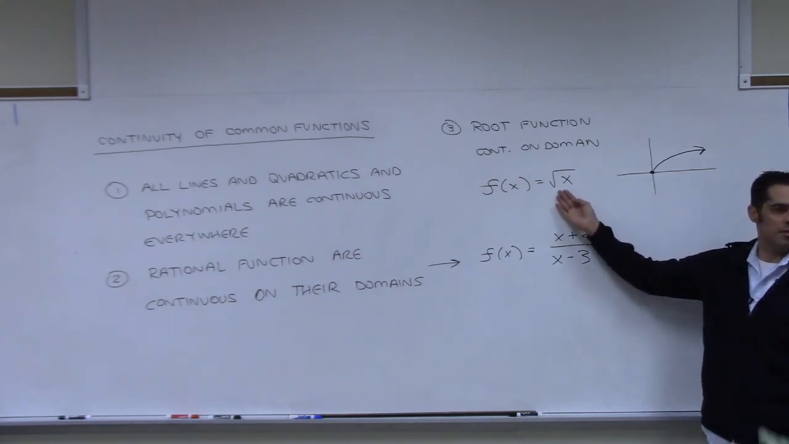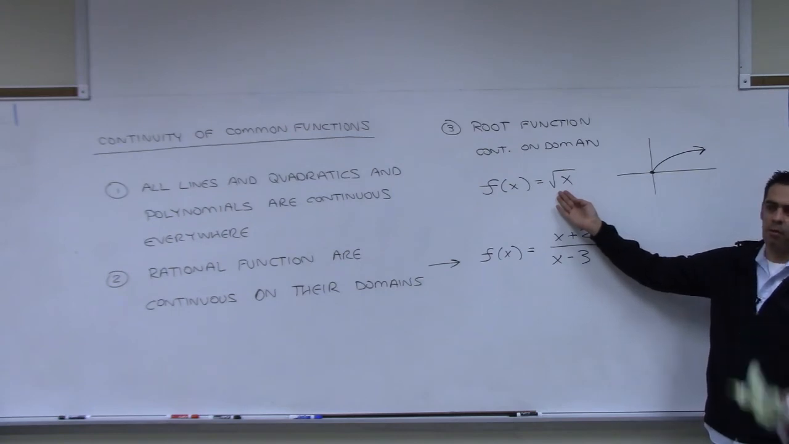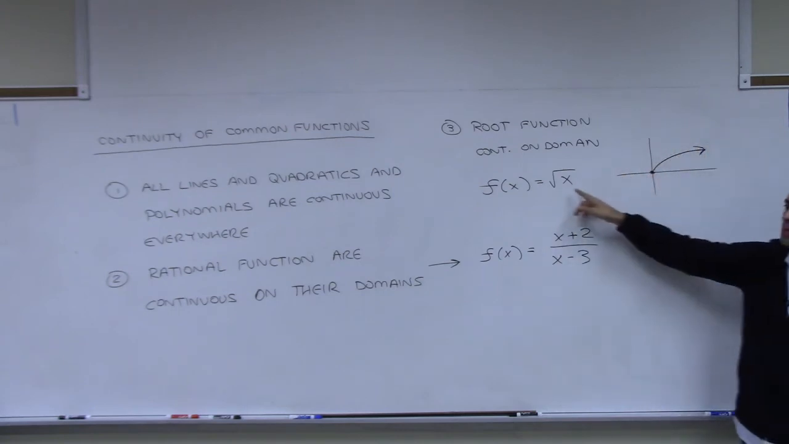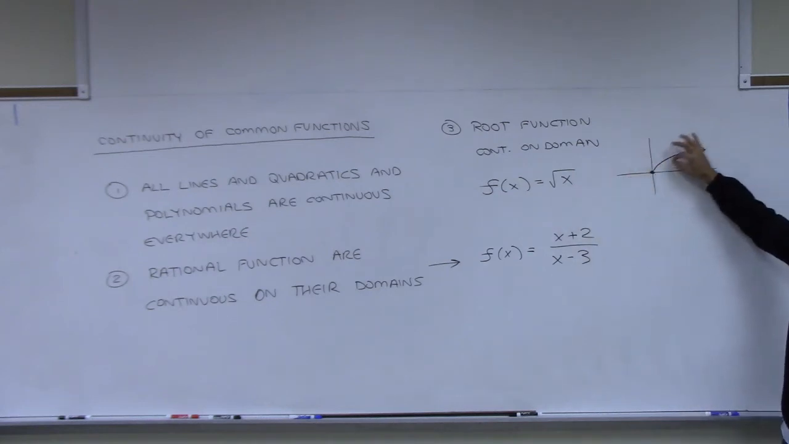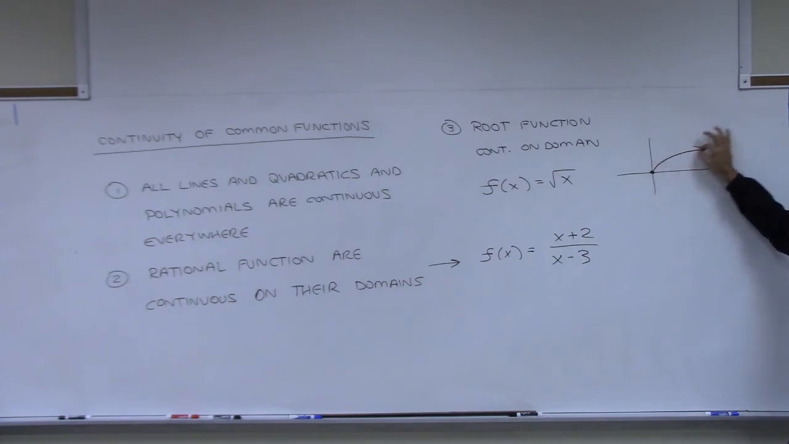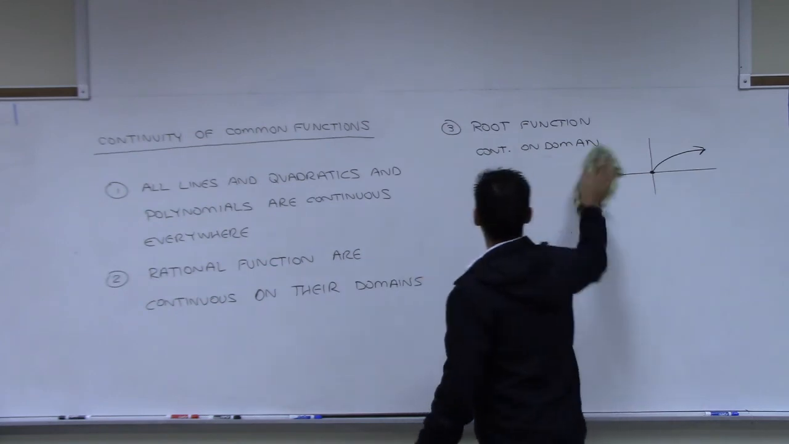Square root of 0 is 0. Square root of 1 is 1. Square root of 4 is 2. So you could graph this, but you can't put negative numbers in here, right? So the graph only exists over here. And if you draw this, it's going to be nice. You don't have to pick up your pencil. Understand? Okay.